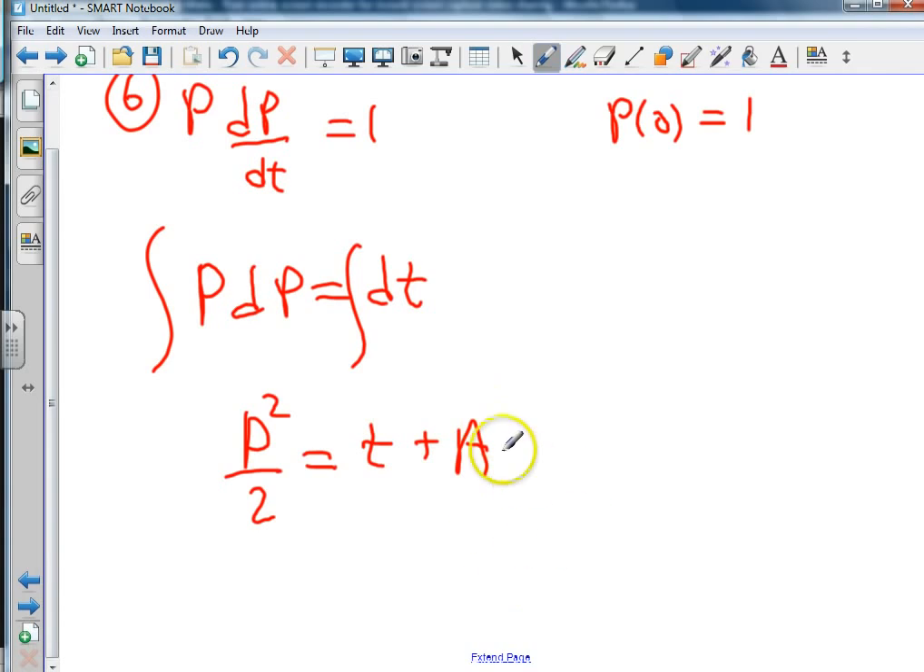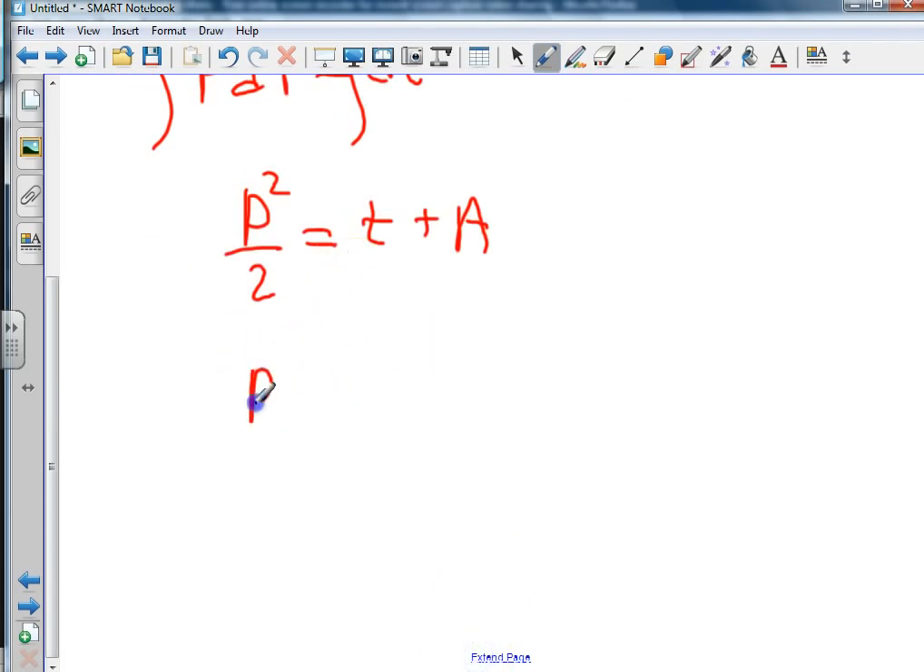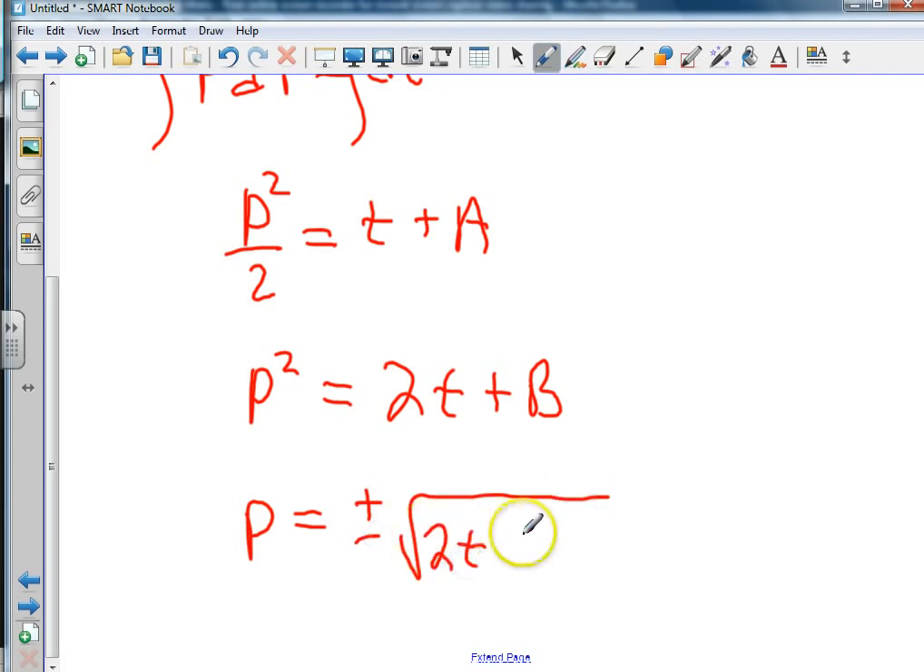Sometimes you get a million constants, so I'm not going to start with c. All right, that's fine. But can you get p alone? What do you do to get p alone? Multiply by 2. P squared is 2t plus some other constant. It happens to be 2a, but I don't care. It's some constant. All right, it's still p isn't alone really. Square root. P has two possible answers, a positive and a negative principal root of 2t plus b. Now they gave you an initial condition. P of 0 is 1. Does it matter? Let's see, we're probably getting two different curves.